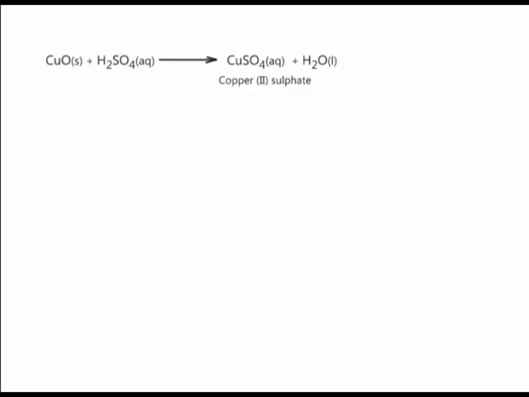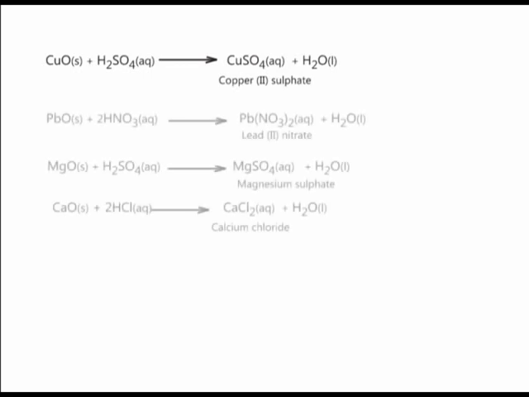Now, the reaction between copper(II) oxide and dilute sulfuric acid produces a salt and water only. This type of reaction is called a neutralization reaction. Excess copper(II) oxide is used to ensure that all the acid has reacted. And since the reaction between the acid and the oxide is slow, warming speeds up the reaction. Other salts that can be prepared in a similar way are lead(II) nitrate, magnesium sulfate, and calcium chloride.